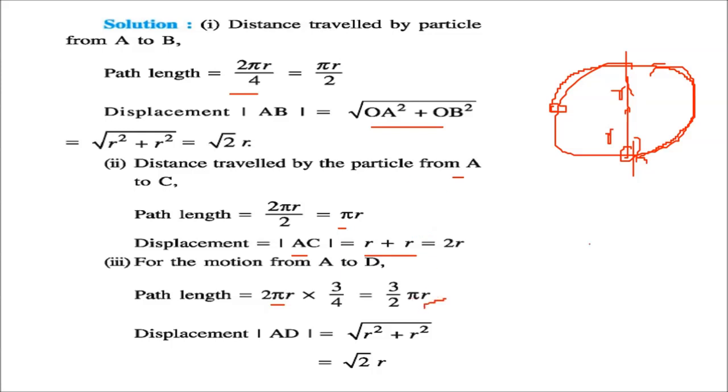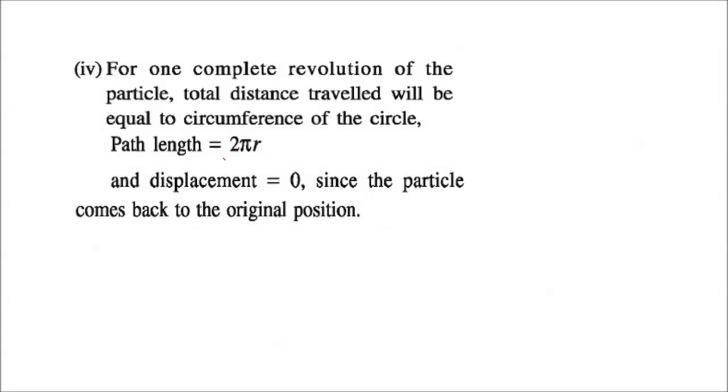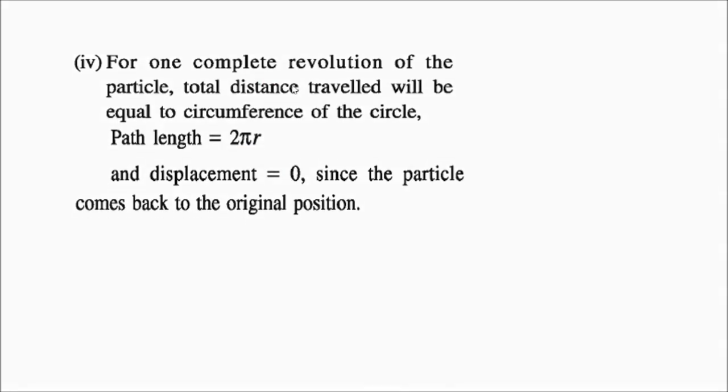So this will be the path length, and displacement again will be under root r square plus r square, under root 2r. But at this final position, if we come back here, the displacement will be 0 and the distance will be the whole 2 pi r, which is being shown here. The path length will be 2 pi r, displacement will be 0, because the particle has come back to its original position, and because it has traveled totally, the path length or the distance will be 2 pi r.